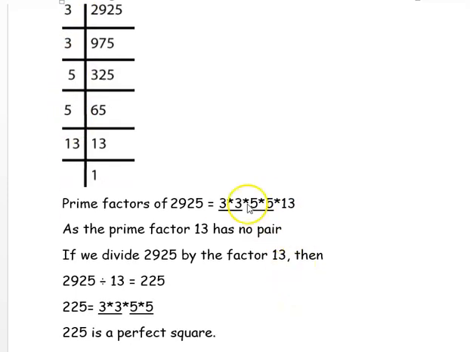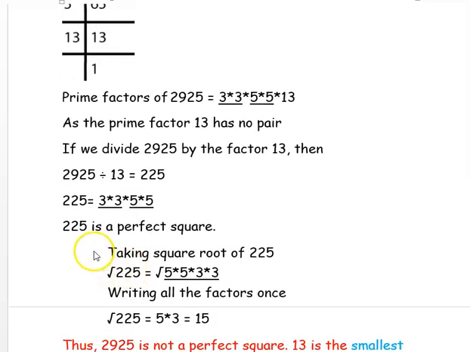Now if you look into the prime factors, 13 is the prime factor which does not have any pair. So we want to divide 2925 by the factor 13. If you divide it, you will get 225. Now we can write the prime factors for 225, that is 3 into 3 into 5 into 5. Now 225 is a perfect square number. So now we want to take the square root of this perfect square number.